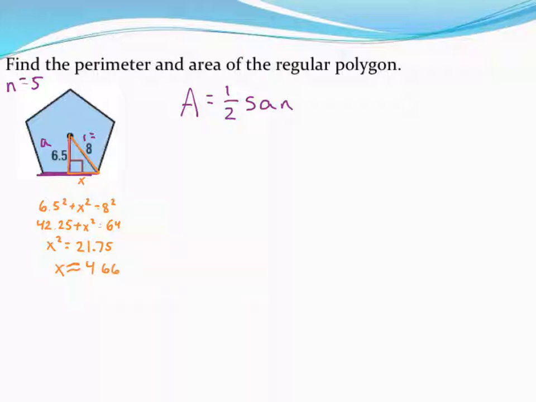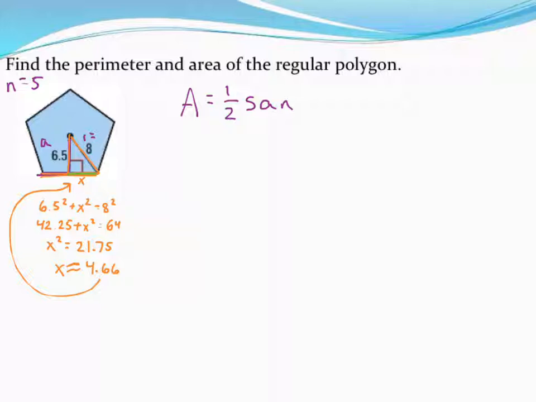Now be really careful at this point, because look back to what x stood for. The 4.66 we just found was the base of that triangle, which is not the entire side of that pentagon. Instead, what I need to do is double that side. X, what we just found, the 4.66, is that half side. Let me switch colors real quick so you can see it better. So that's this segment right here.